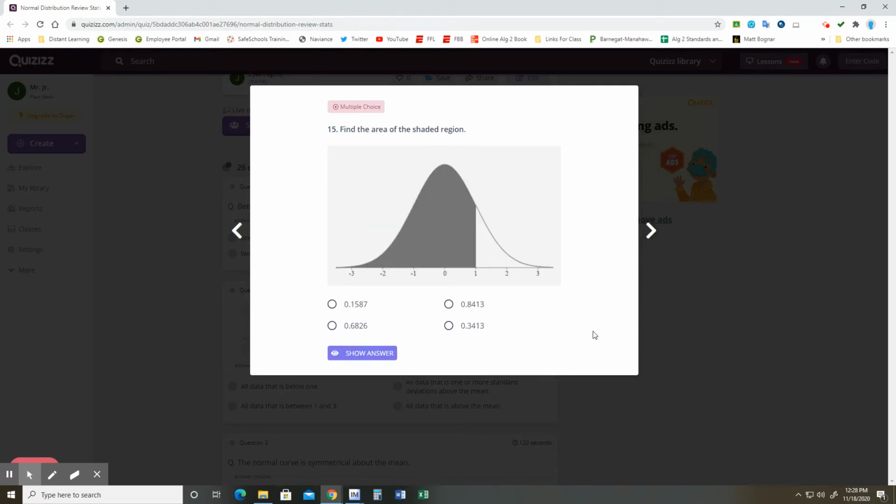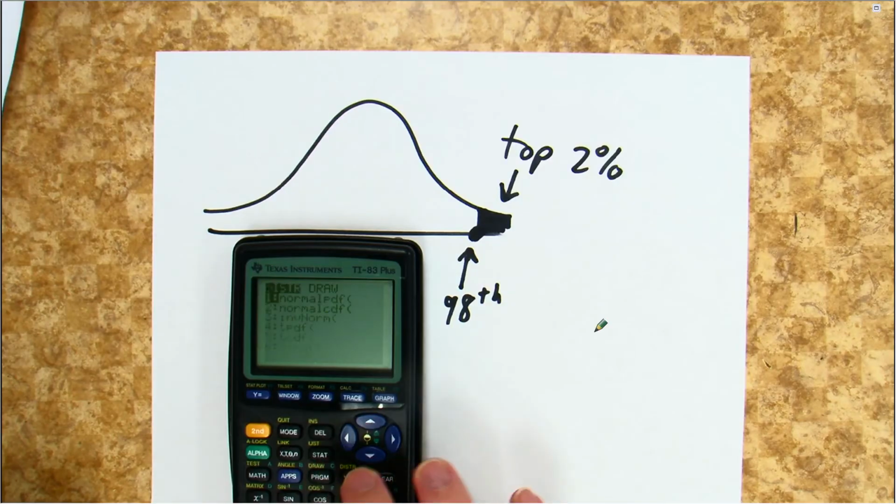Find the area under the shaded region. You could either do the empirical rule here, or you could literally just do something like this. Now, mind you, because 0 is my mean, and it's going up by 1, 2, 3, and -1, -2, -3, that's changing by the standard deviations. So, since it's changing by the standard deviations, you could have your mu at 0 and your standard deviation at 1. And because they're doing 1 or less, you could do something like this.